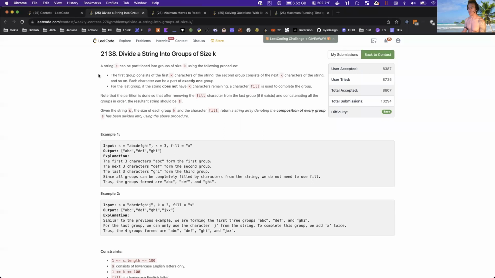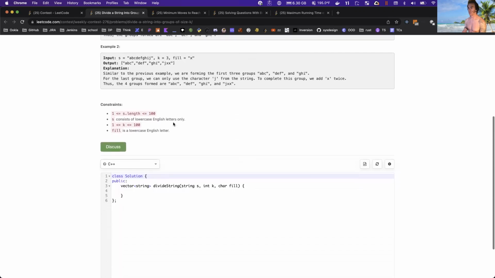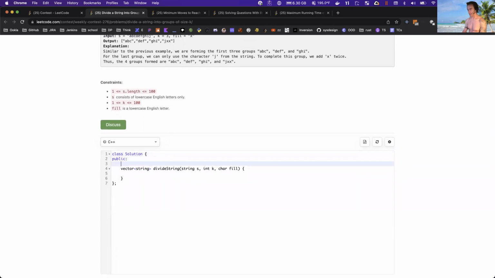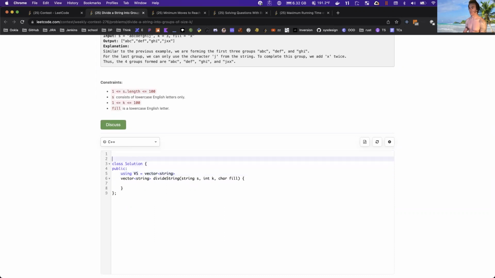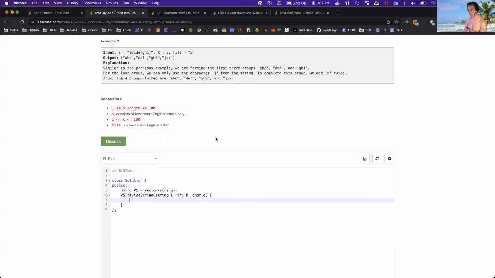Okay, divide a string into groups of size K. Okay, size K groups. Alrighty. String. Yeah, hold on. 8:07 a.m. is when I start. Okay, so we fill the last one. Okay, so chunks of K.